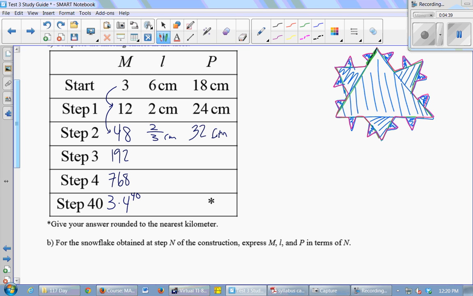Now for my column for L, I'm going to look for a pattern. And I say, oh, 6 divided by 3 is 2. 2 divided by 3 is 2 thirds. 2 thirds divided by 3 is 2 ninths. 2 ninths divided by 3 is 2 27ths. And then for step 40, I would say, well, I started with 6, and I divided by 3 40 times.